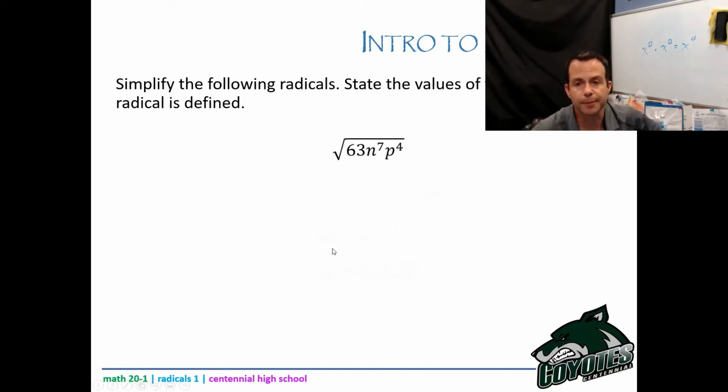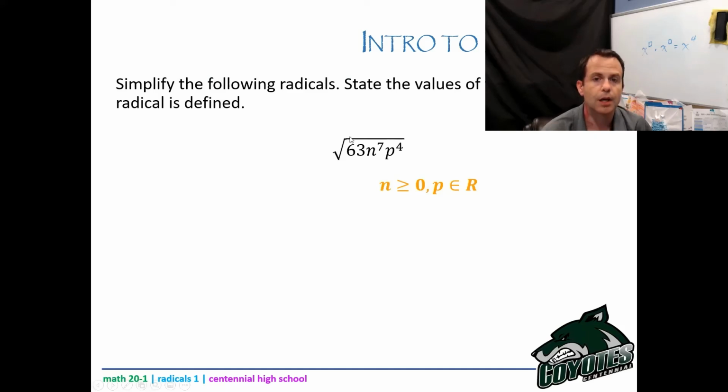All right, good job, guys. Root of 63, n to the 7, p to the 4. Now, n has an odd exponent, so n has to be greater than or equal to 0. P has an even exponent, so p can be a member of the reals.